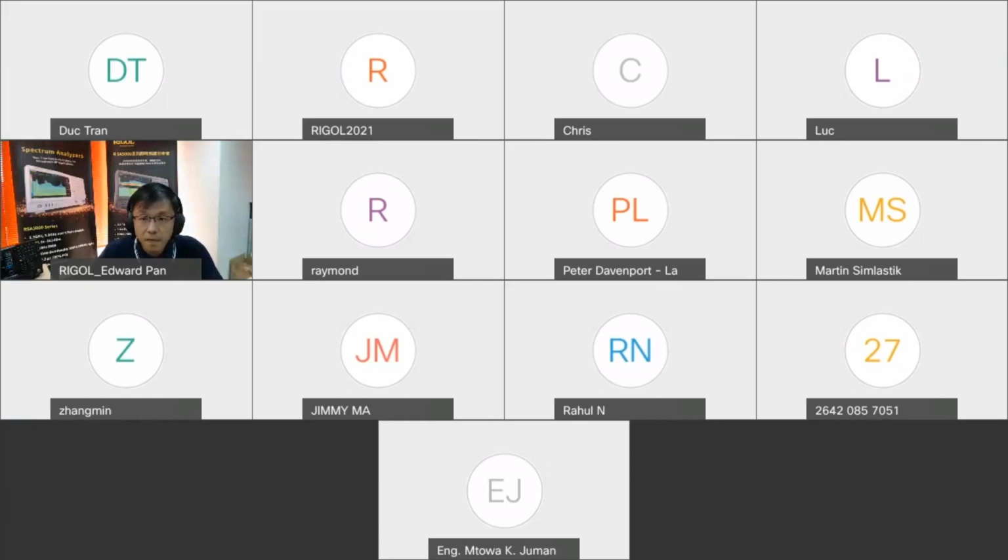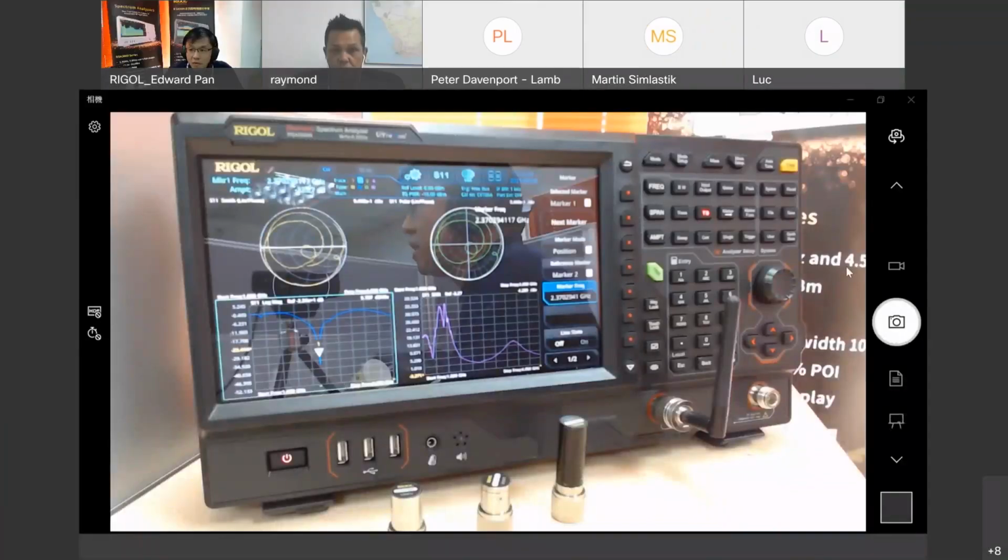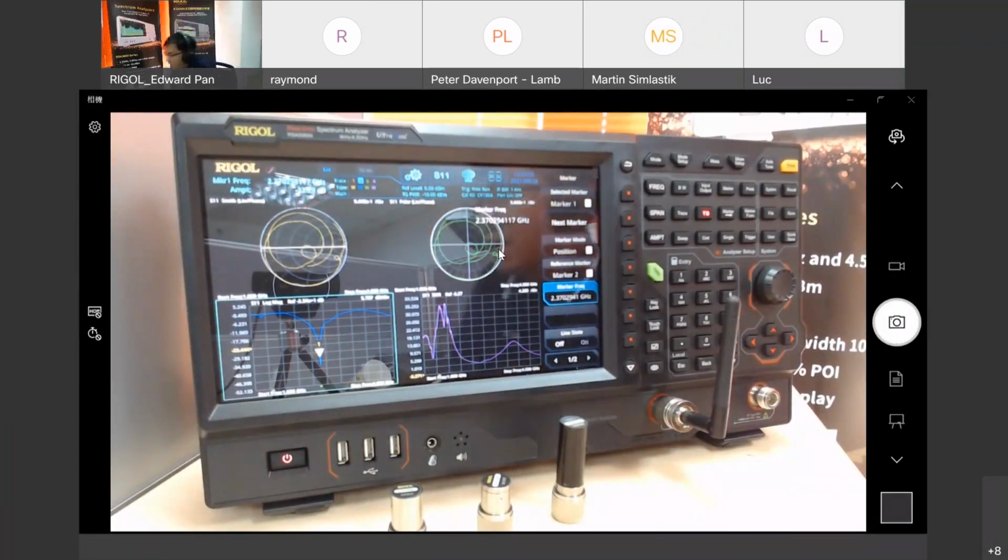Okay, here. Now you can see this is the Rigol network analyzer. The model number is the RSA5065N. The RSA 5000 series means this is a real-time spectrum analyzer. So our network analyzer is based on the spectrum analyzer with tracking generator functionality inside.